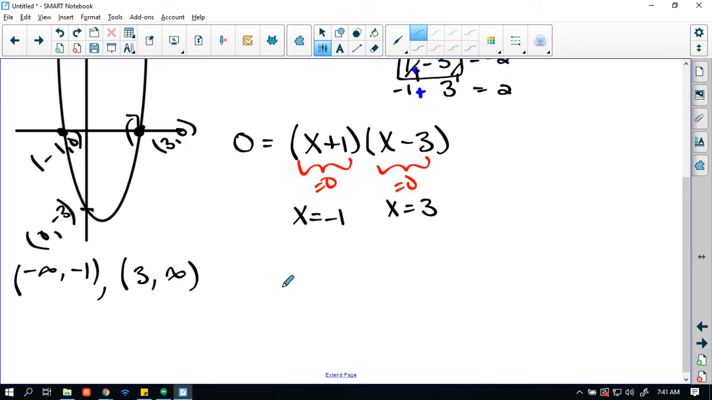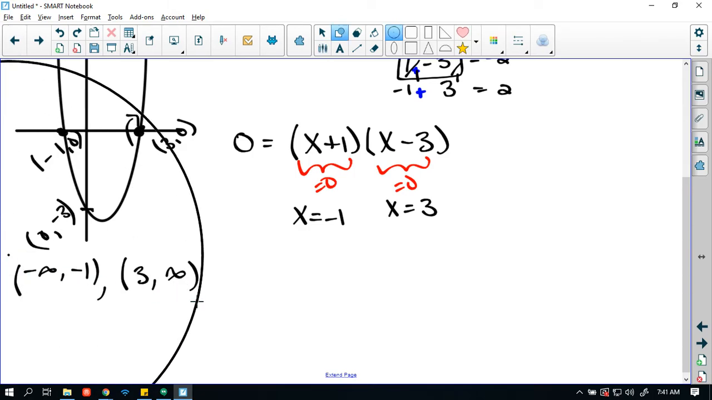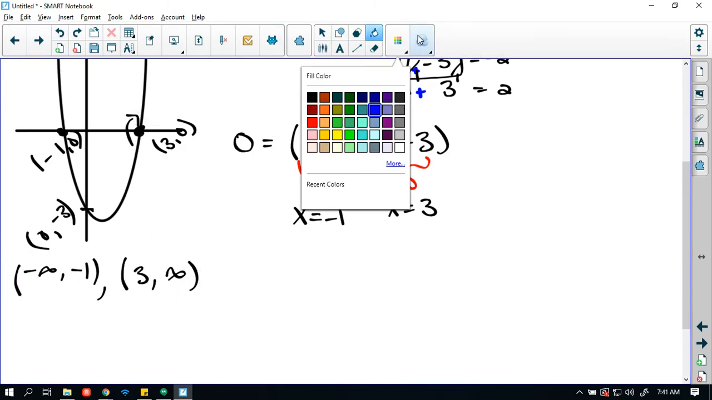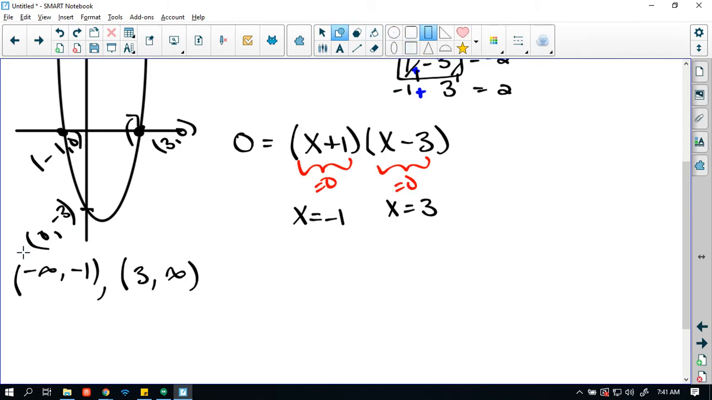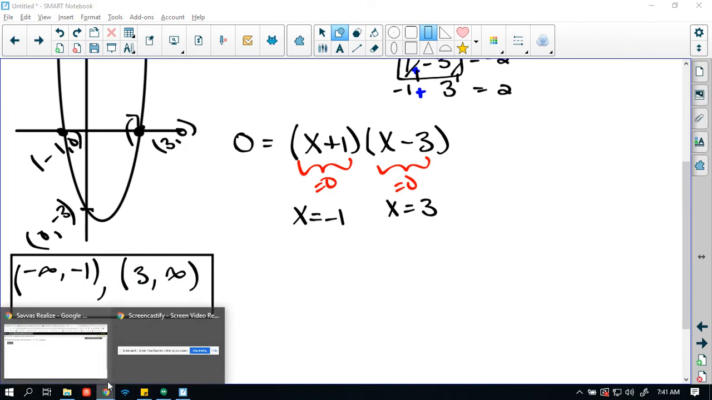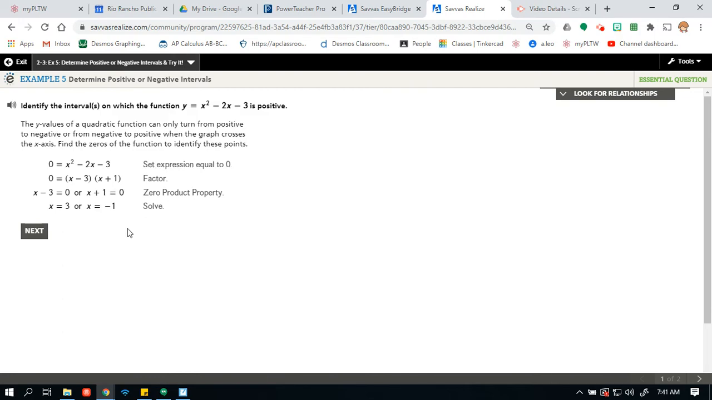So my intervals here are -infinity. Every time, that circle always gets me every time. -infinity to -1 and 3 to infinity. And then the parentheses are there because we do not include those 0 values.